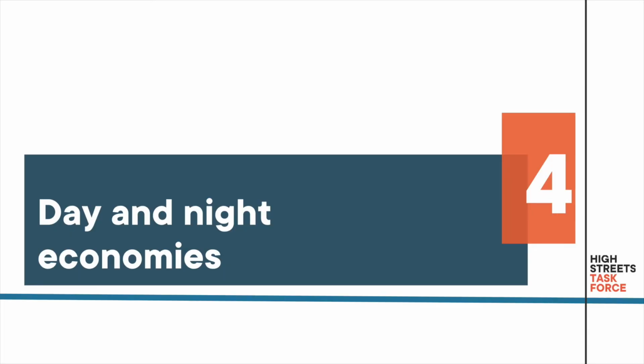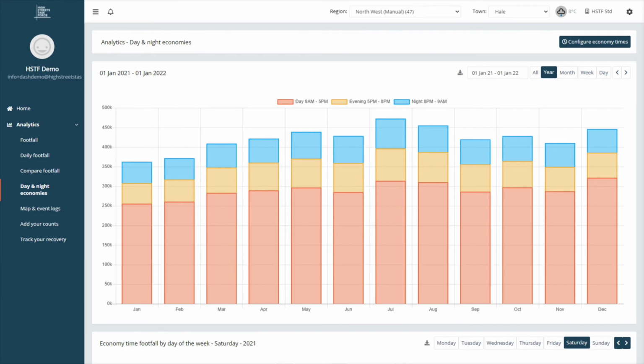Next, we'll move on to day and night economies analysis. This analysis option looks at the split in footfall volume between day, evening, and night economies. Here you can see the year view with the total of each month split out as per the key. So the majority of footfall from the daytime economy, as you would expect.